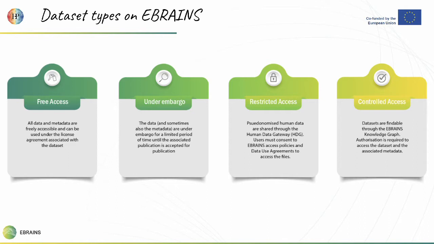We also have restricted datasets. These datasets contain data that require additional security, such as pseudonymized human data. A data user can access these data if they consent to the access policies and data use agreement. And lastly, we have datasets that require authorization to access the dataset. This means that the data user needs to have an EBRAINS account.